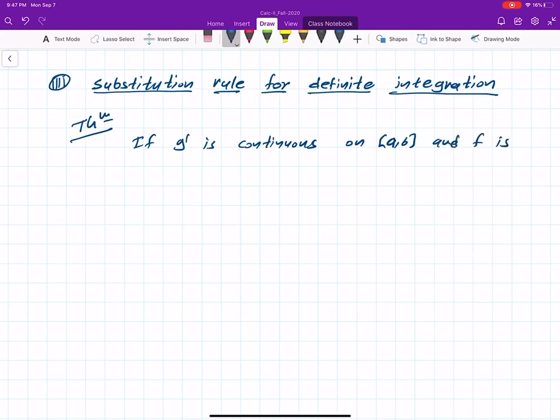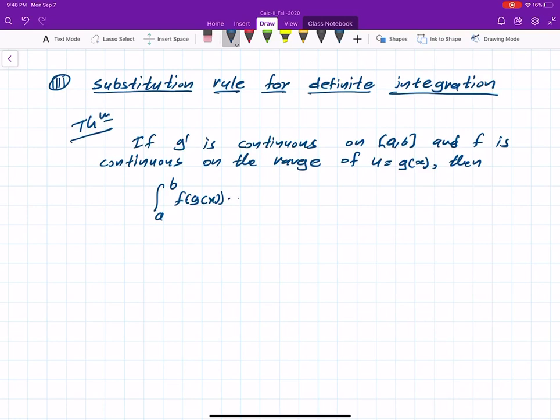and f is continuous on the range of u equals g of x, then the integration from a to b of f of g of x times g prime x dx equals the integration from, these are the bounds, the lower bound is g of a, the upper bound is g of b, and then you have f of u du.